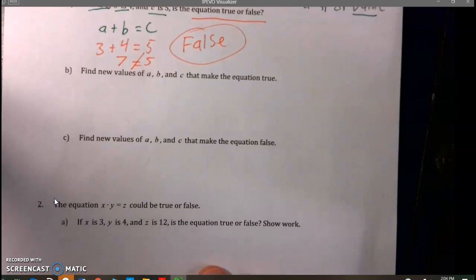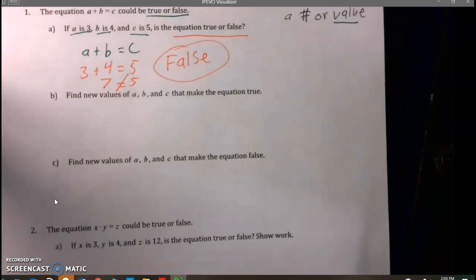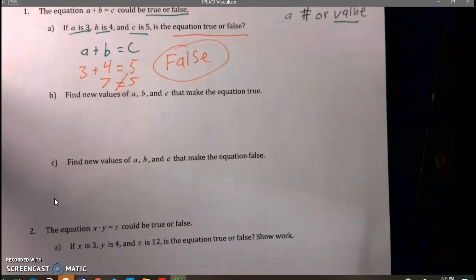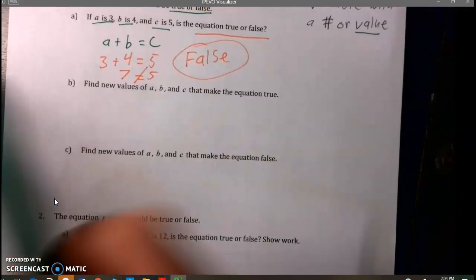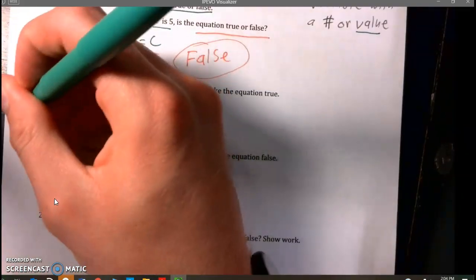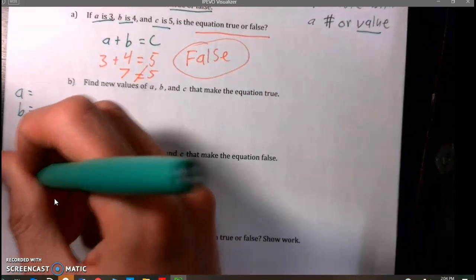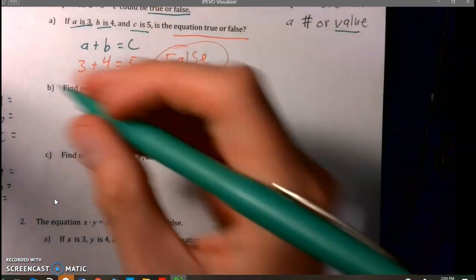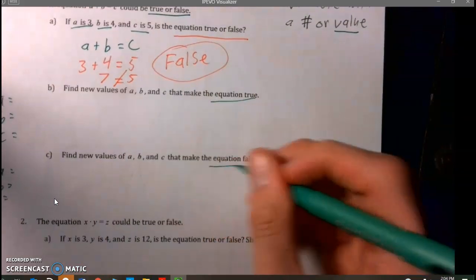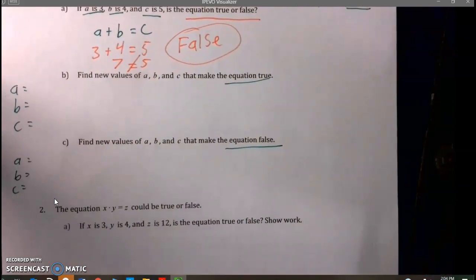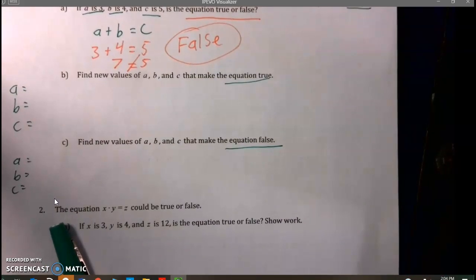So now B and C allow you to be creative. At this time, why don't you pause this video and answer B and C independently? You're going to be coming up with values for A, B, and C. You can pick your own numbers. For B, you want to pick numbers that will get you a true equation. And for C, you want to pick values that will get you a false equation. So pause the video now and come up with those values.